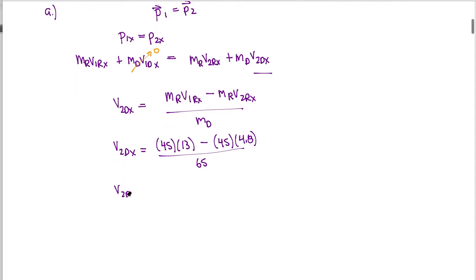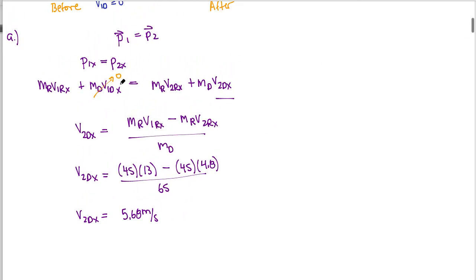If we go through the motions in our calculator, we find that the velocity of Daniel in the x direction after the collision is about, we won't round this one as much, 5.68 meters per second. I'm not going to round this one as much because I want to put them together at the end. I need velocity in magnitude and direction. So this is my x setup.